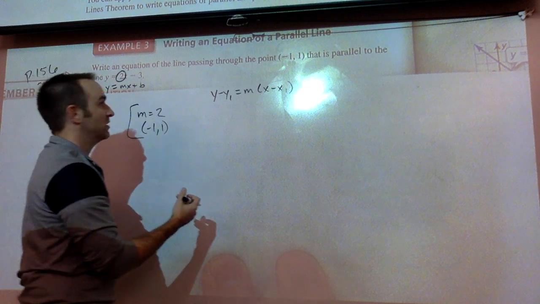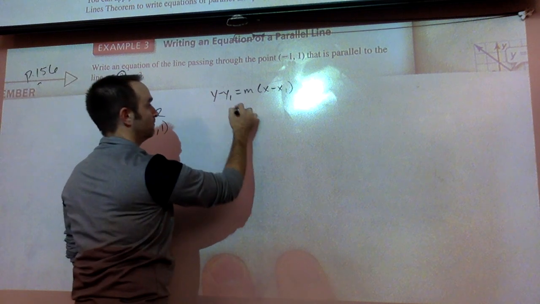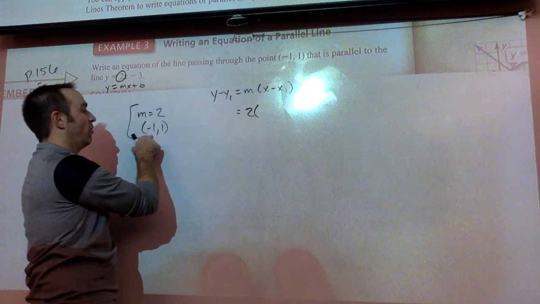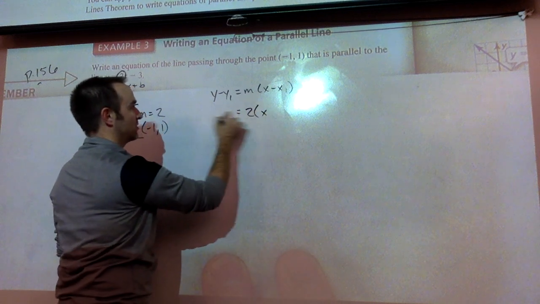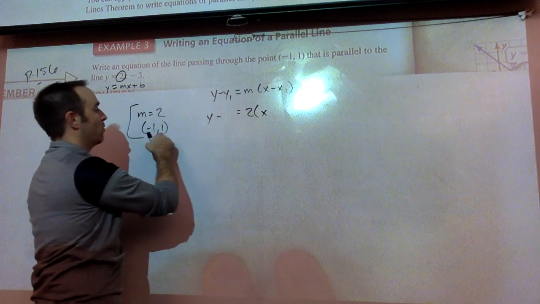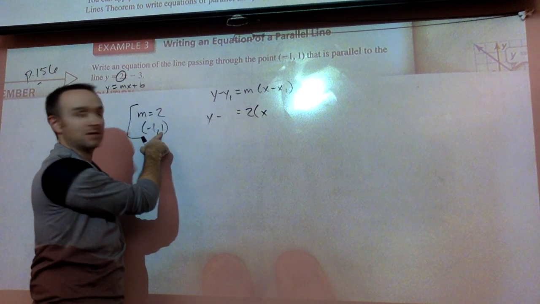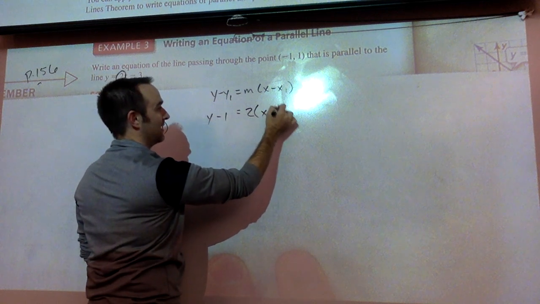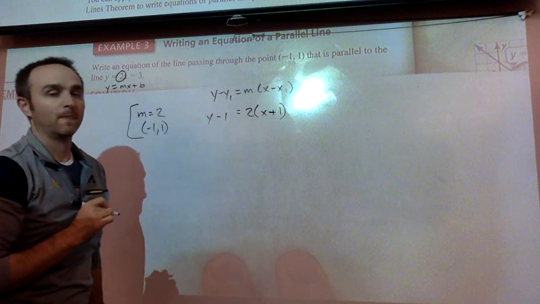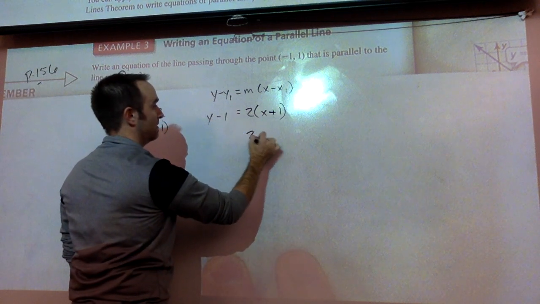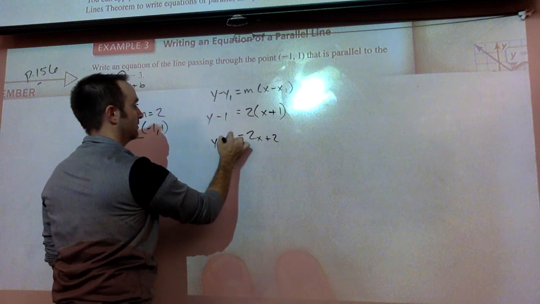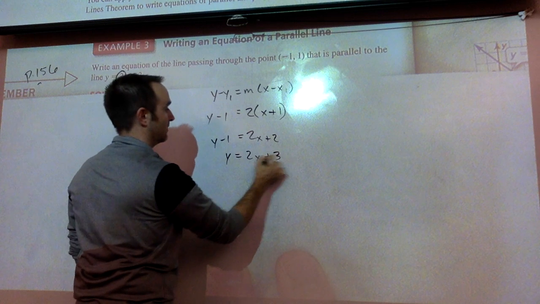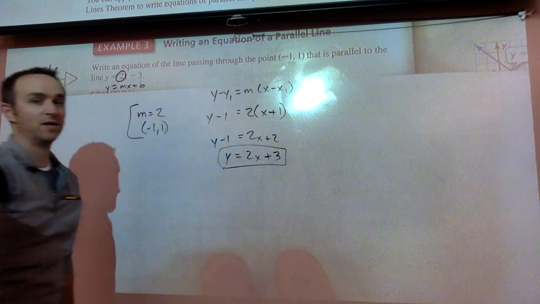So we plug in what we know. M, of course, is 2. And then we're going to plug in our point for x1 and y1. So x and y stay there. y1, okay, is going to be 1. x1 is going to be -1, so that's minus a -1. Once we get there, now we can distribute 2x plus 2, add that over, and we get our new equation.